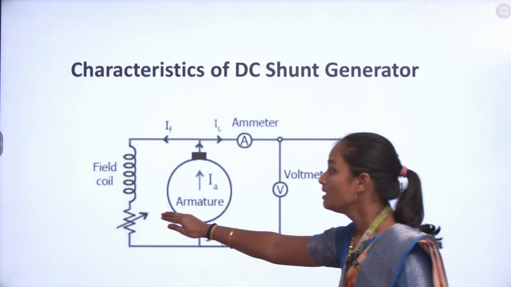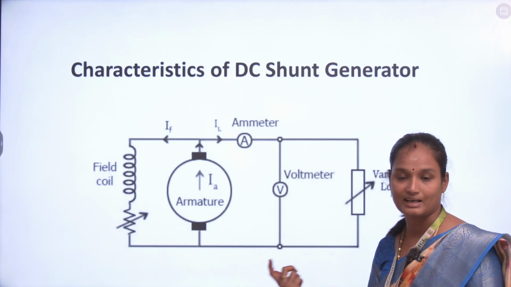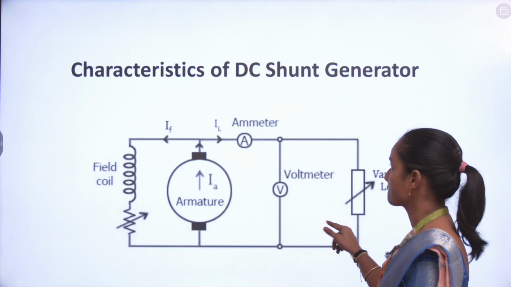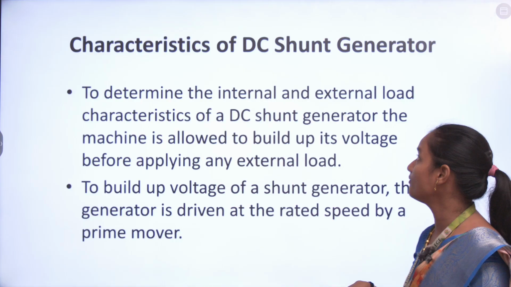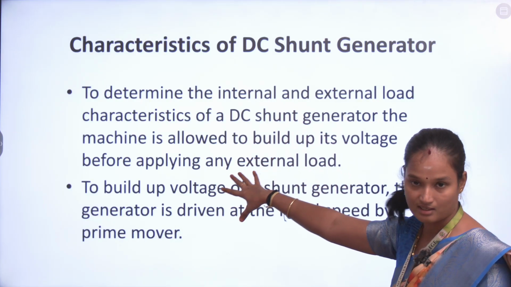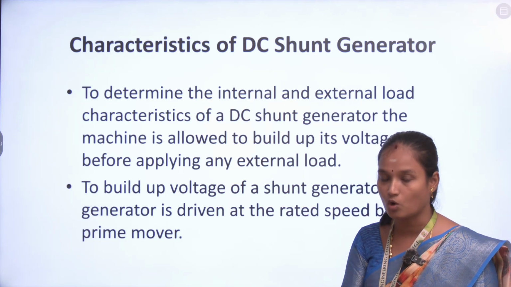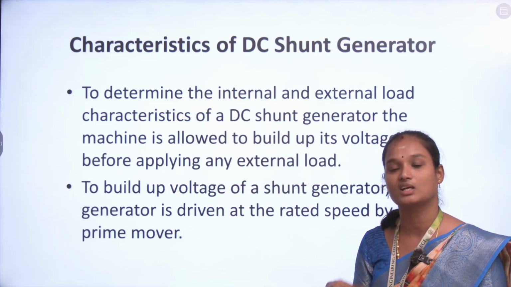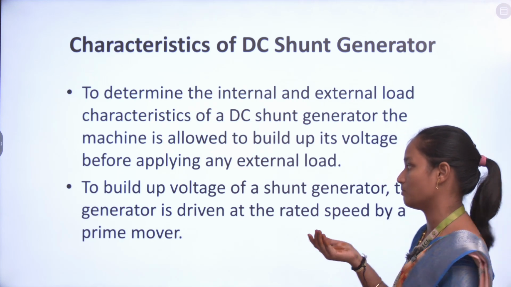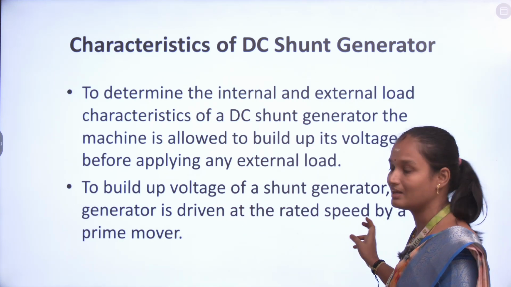Next one is called the shunt generator. Shunt means parallel. Here the field winding and armature winding are connected in a parallel manner. For the characteristics of the DC shunt generator, you will have both internal and external characteristics. We need to calculate what the generated EMF will be before giving the load, and once we give the load, what the generated EMF will be. To build up voltage in the shunt generator, the generator is driven at the rated speed.